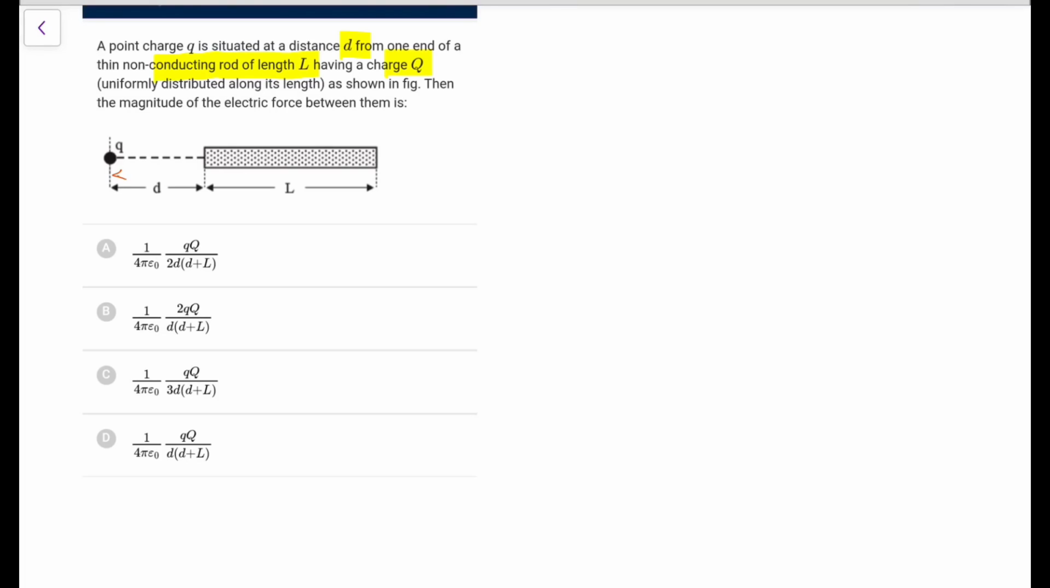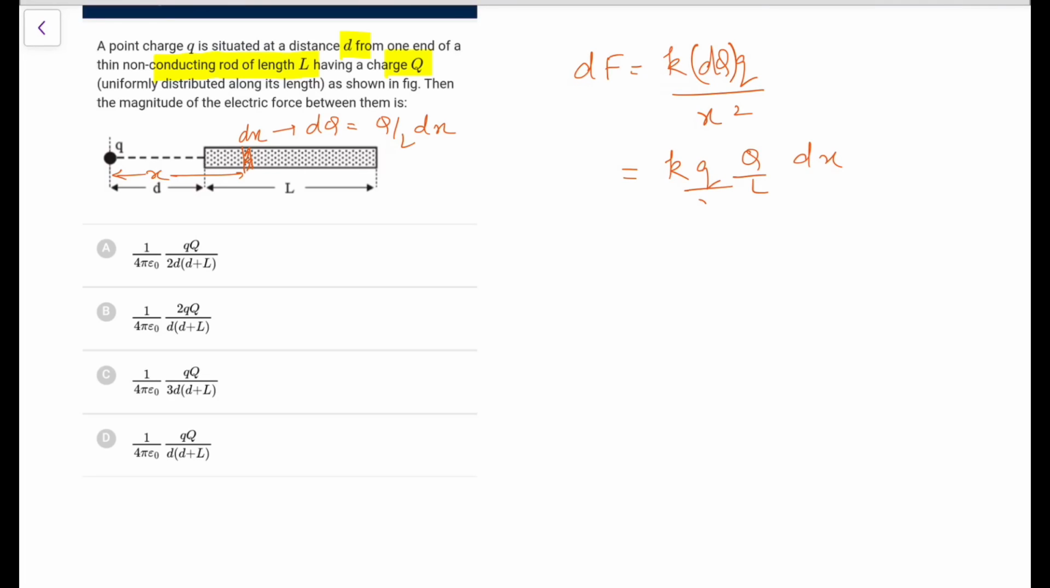Just take the elements, go from distance x and take a small element dx. I'll say the charge dq on it would be equal to q by L into dx. Now the force between them, let's call it dF, that would be equal to k dq into small q upon x square. So dq was q by L into dx, and what we have is this x square.